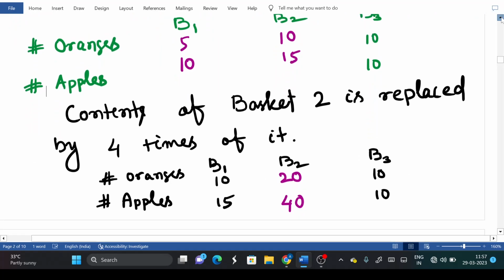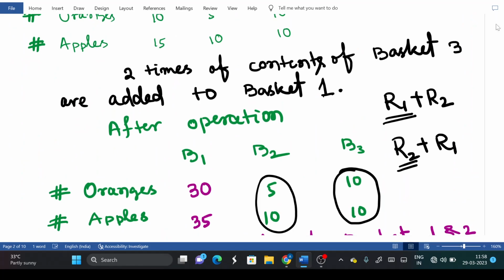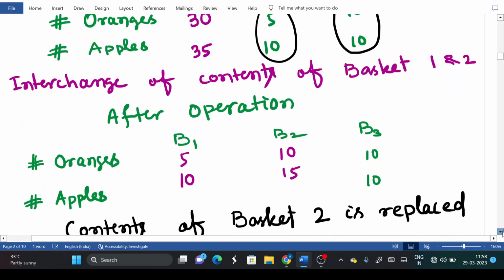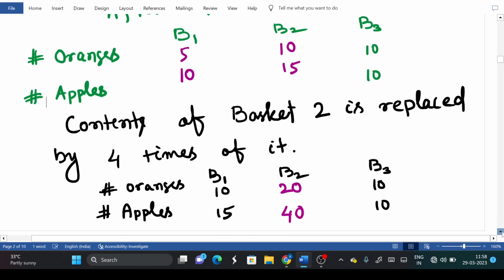So we should understand that whenever I do this operation, the contents of the second row are added to the first row. That means here the only changing row is the first row. Here the only changing row is the second row. But no question of the third row arises. Similarly in the case of interchange, we will have an interchange of the contents of the corresponding baskets, but the third basket remains unchanged.